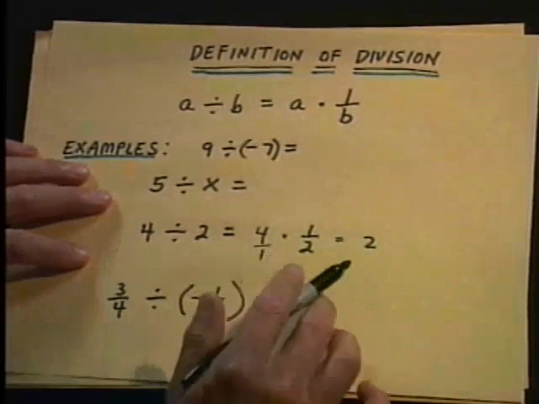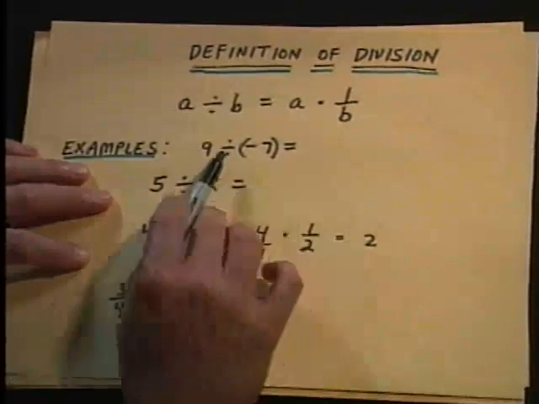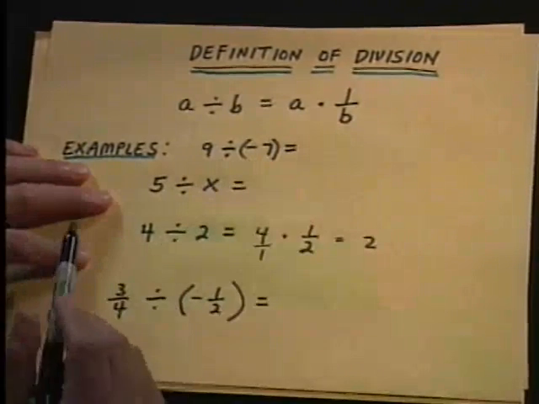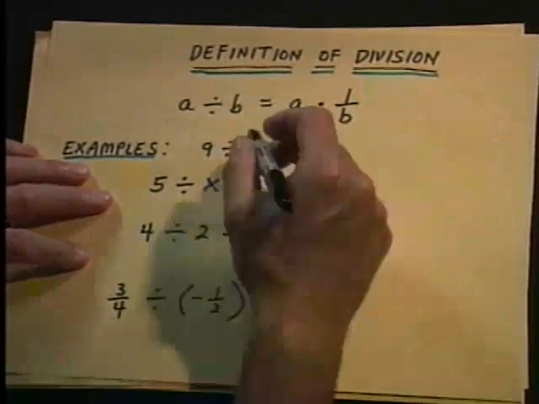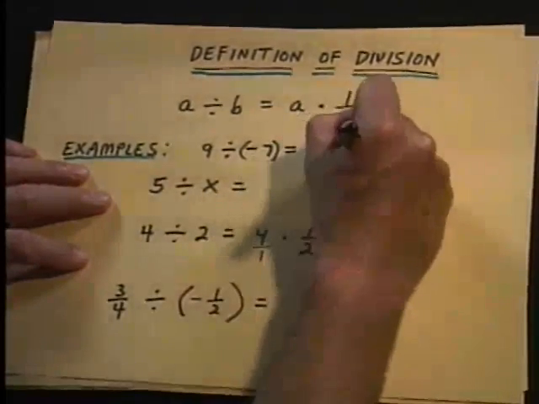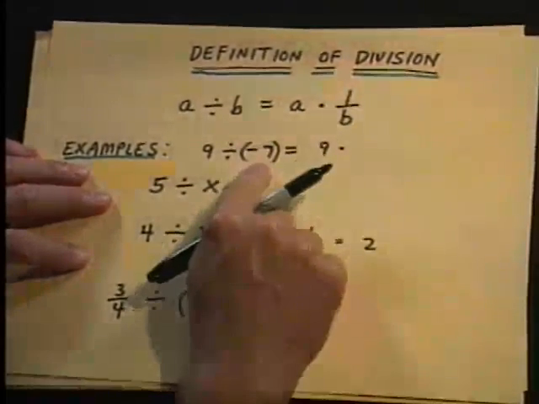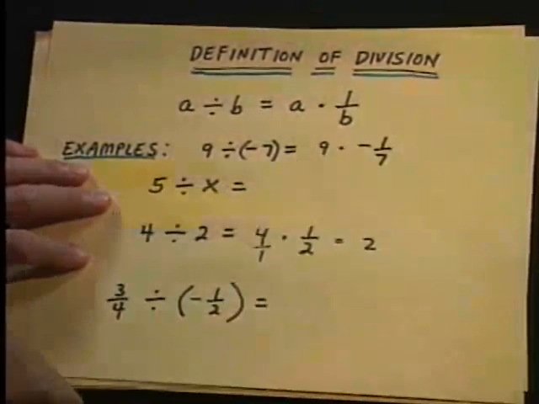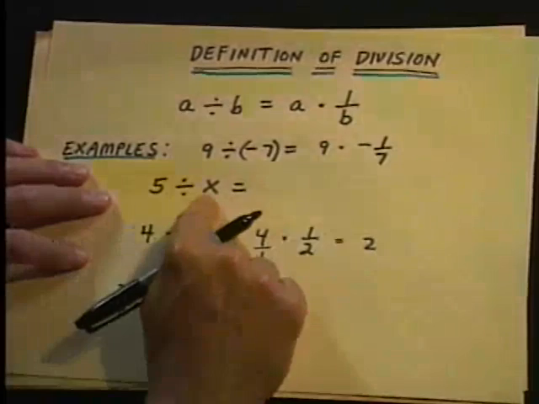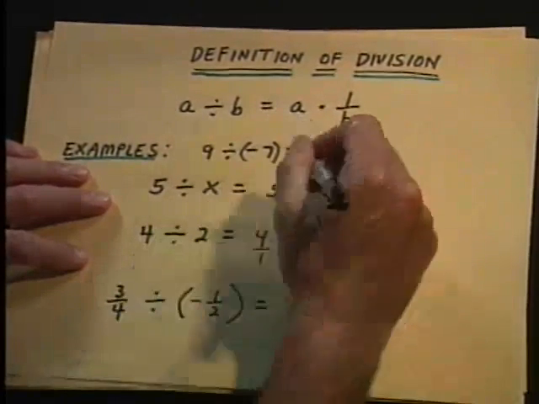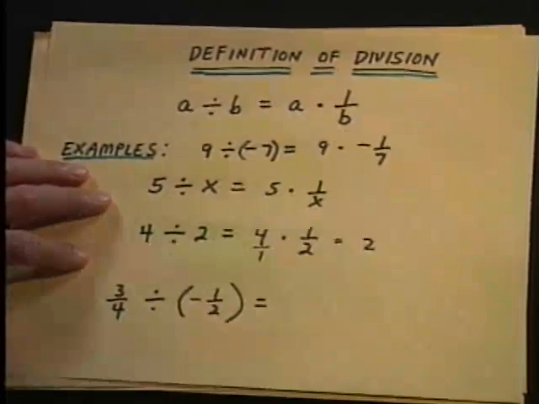So in some of your algebra books, you'll see them wanting you to take these division problems and rewrite them in terms of multiplication. So we'll do that. 9 divided by -7 would be 9 times the reciprocal of -7, which is still negative, -1/7. 5 divided by x would be 5 times the reciprocal of x, which would be 1/x.